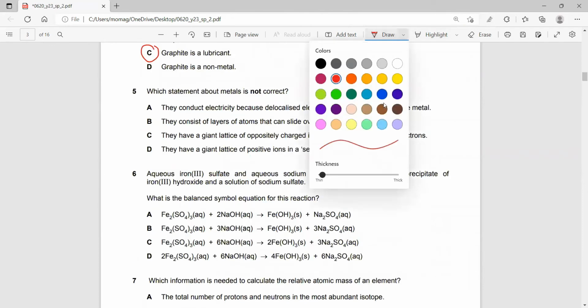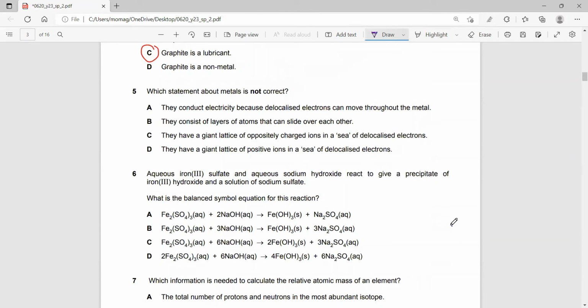Question 5. We need the statement which is wrong, a statement which is incorrect. That means we have three correct statements. We go through each one by one and analyze it. Option A, they conduct electricity because they have electrons which can move. Of course, this is true. They consist of layers that can slide over each other. Of course, this is true. By the way, remember that we are searching for the wrong one. They have a giant lattice of opposite charge. This is wrong, and this is our option. Why? Because we have only positive charge. By default, D is correct. So we need C.